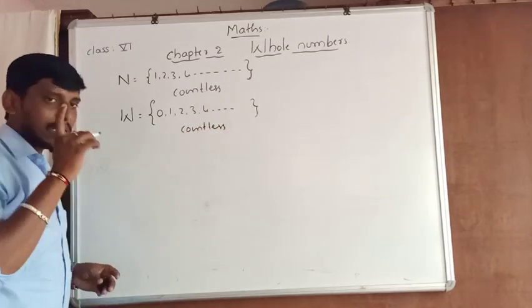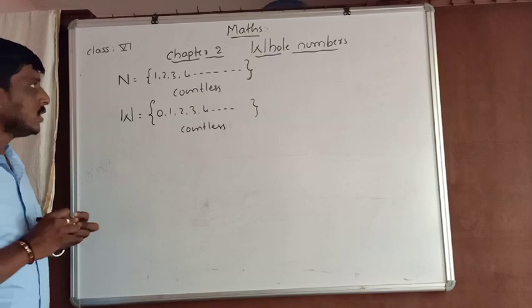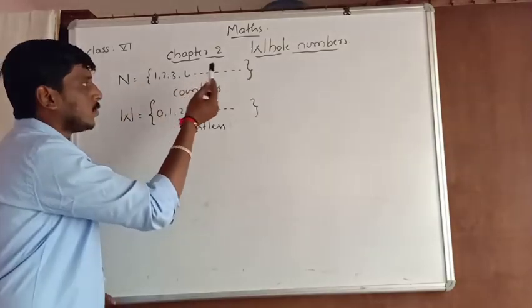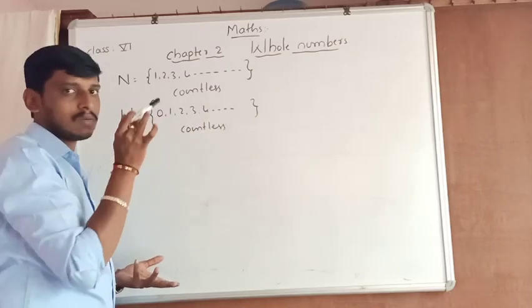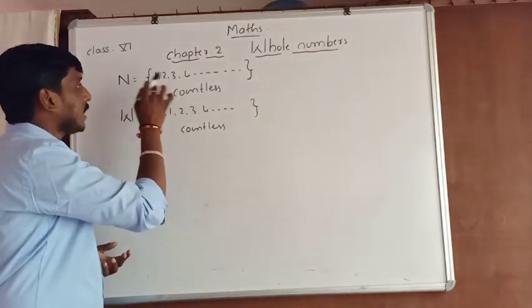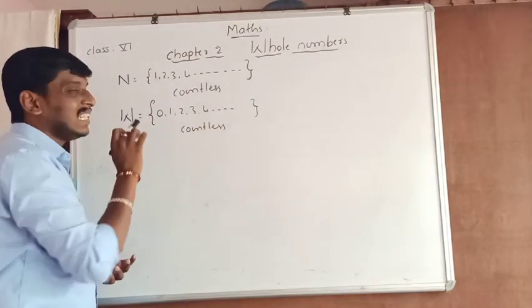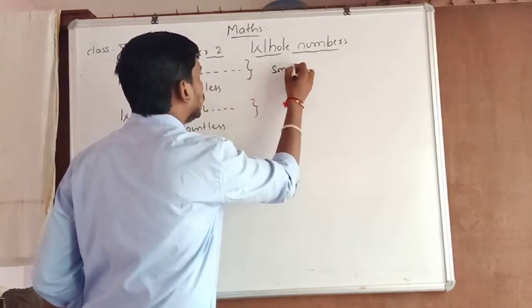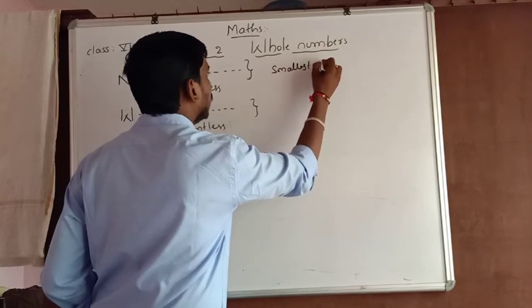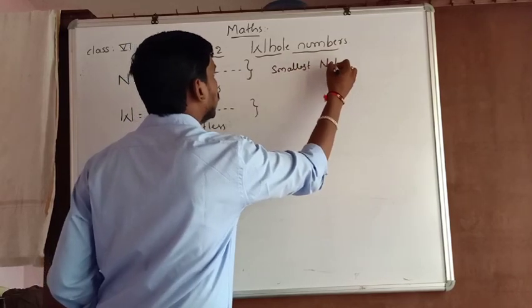Okay, so I will ask one simple question. Which is the smallest natural number? Of course, the greatest means the largest natural number, we don't know because it is countless. But we can identify which is the least or smallest natural number.